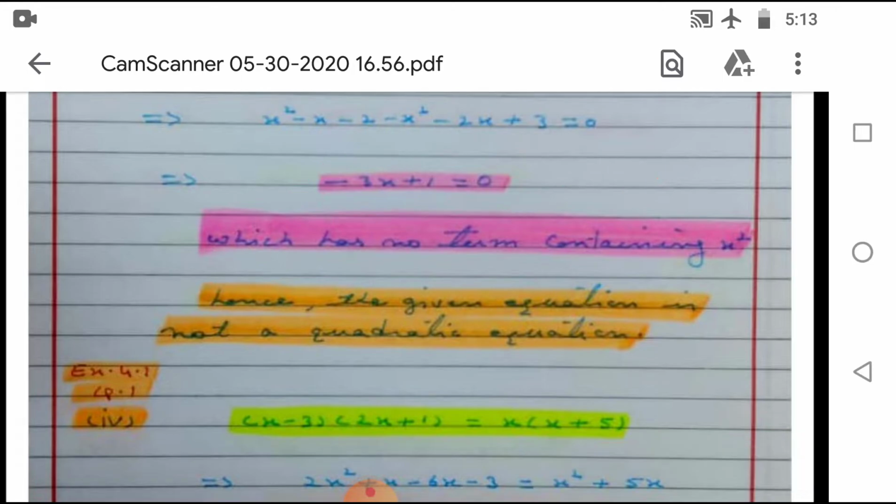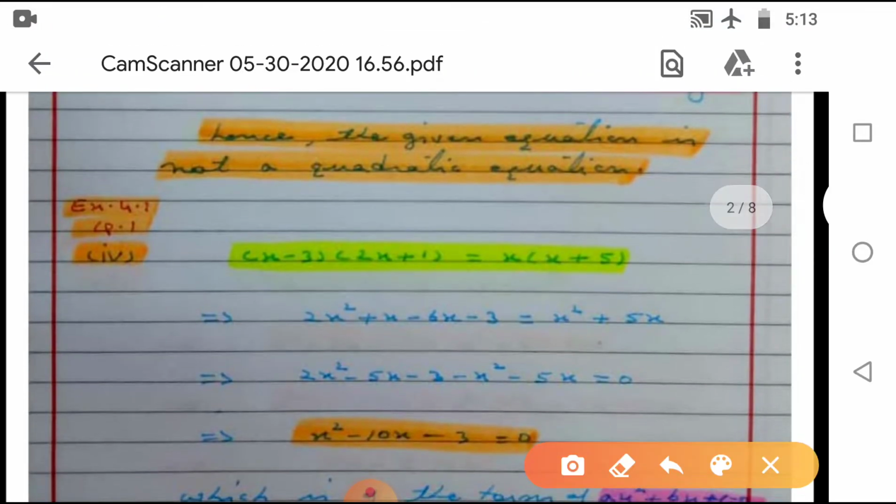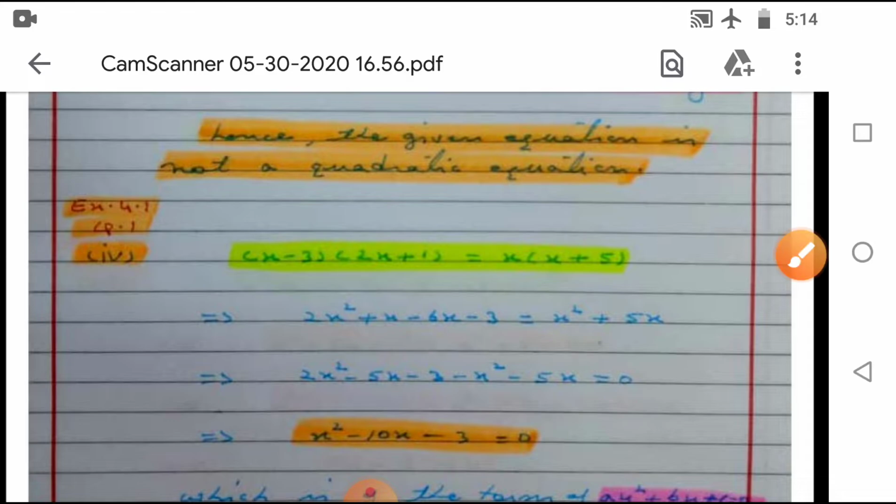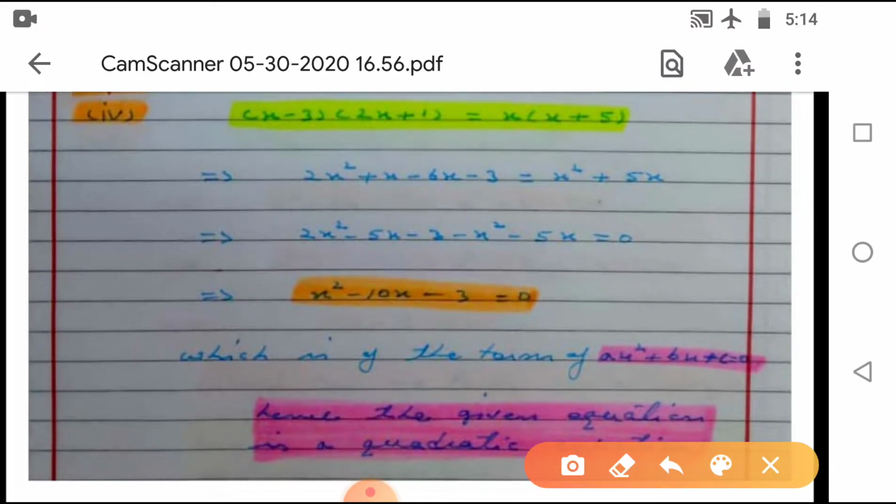Now, come to the fourth part of question number 1, and this is (x minus 3) into (2x plus 1) is equal to x into (x plus 5). Just solve, we get 2x square plus x minus 6x minus 3 is equal to x square plus 5x, and finally the equation becomes x square minus 10x minus 3 is equal to 0. This equation is in the form of ax square plus bx plus c is equal to 0, where a is not equal to 0. So, the given equation is a quadratic equation.